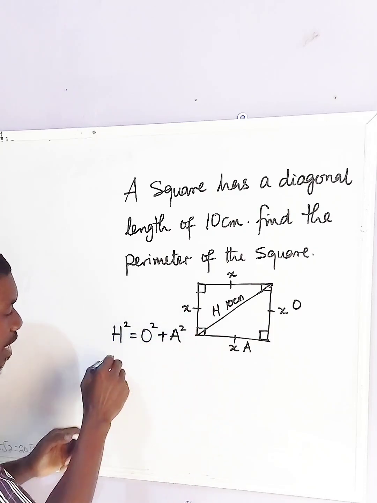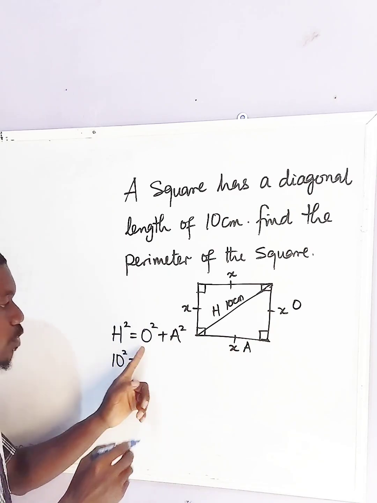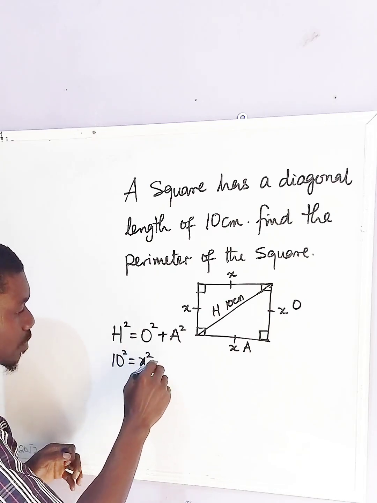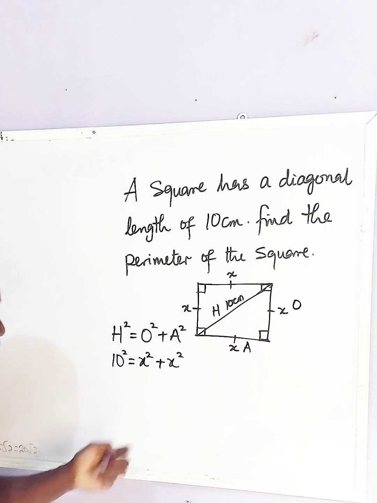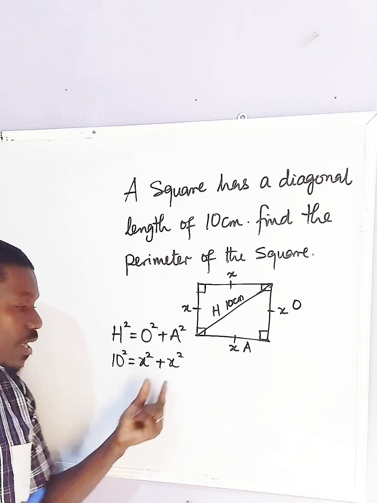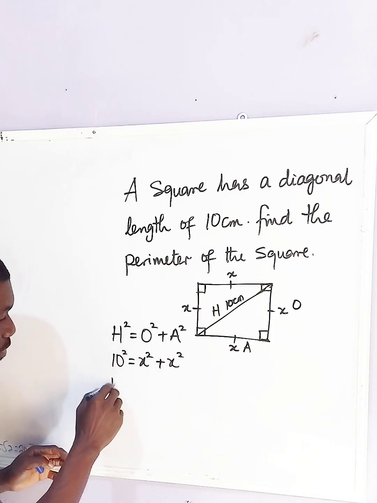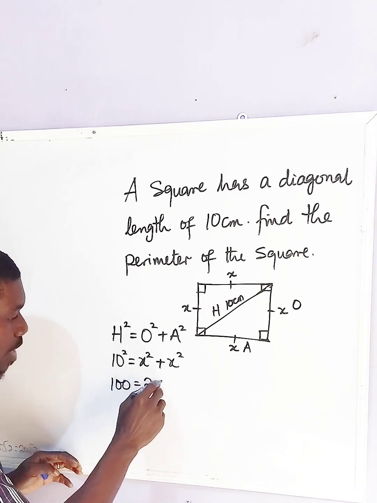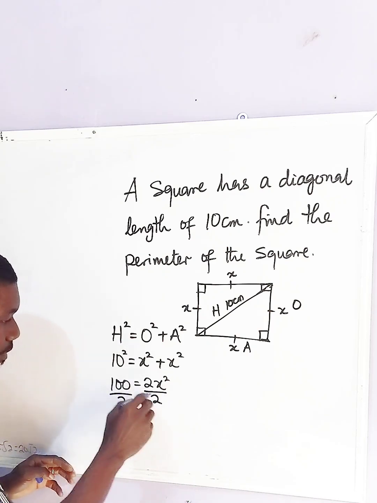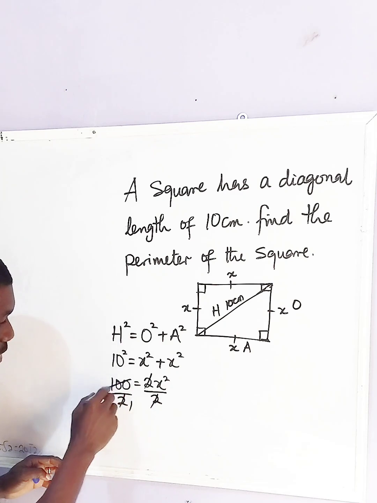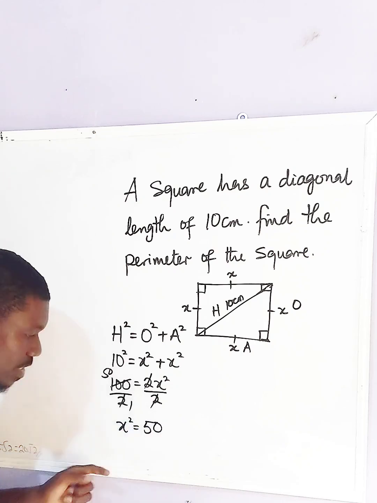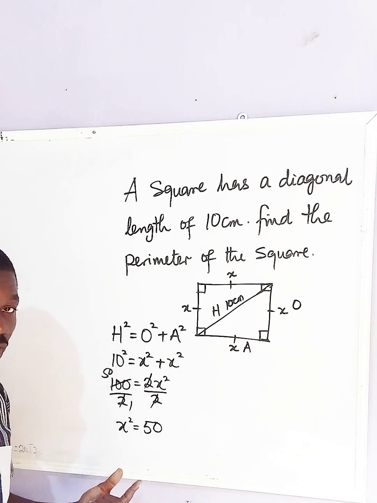Our hypotenuse is 10 raised to the power of 2. Both the opposite and the adjacent are the variable x, so x raised to the power of 2 plus x raised to the power of 2. When we add these two together, we have 2x squared, and take note, this is 100, which will give us 2x squared. Divide both sides by 2: 100 divided by 2 is 50, and 2x squared divided by 2 is x squared. So x squared equals 50.